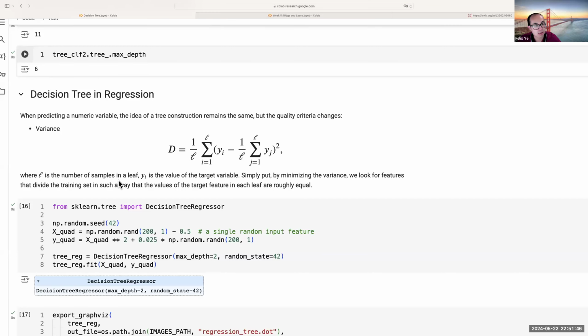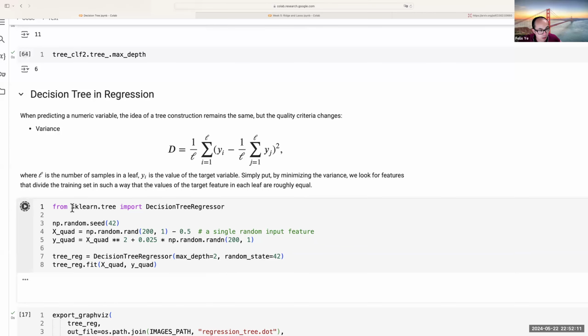So this L is the number of samples in the leaf. Yi is the value of the target variable. So basically, if we like minimizing the variance, we want to look at features to divide this training set in such a way that the value of the target in each leaf will be roughly equal. We're going to talk about this right here.